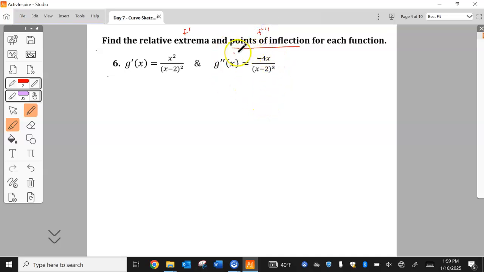Now fortunately they already took the derivative for us, the second derivative. I'm going to set it equal to 0. This will give me my possible points of inflection. So x equals 0 is going to come from the numerator. That makes the second derivative equal to 0. And then x equals 2 is going to make it undefined from the bottom. I know they didn't give us the original function, but that will also be a vertical asymptote. So I'm going to keep in mind I have a vertical asymptote at x equals 2.